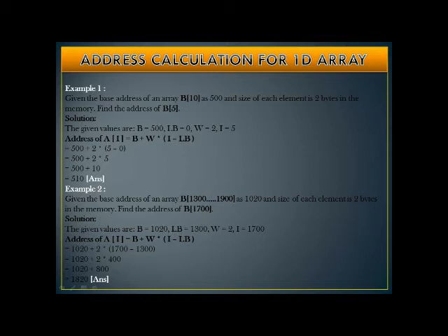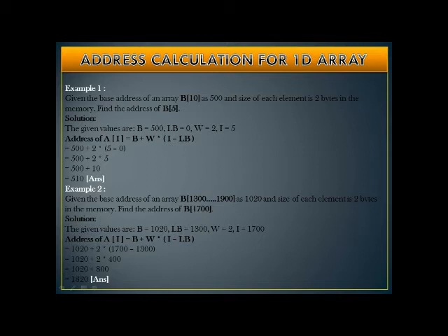So the next one, the second example, where the base address of an array B, 1300 till 1900, is 1020. Now see, the base address of the array B is 1020, and the first cell number, the first index number of the given array, is 1300. That means the lower bound of this array is 1300 and the upper bound of this array is 1900.